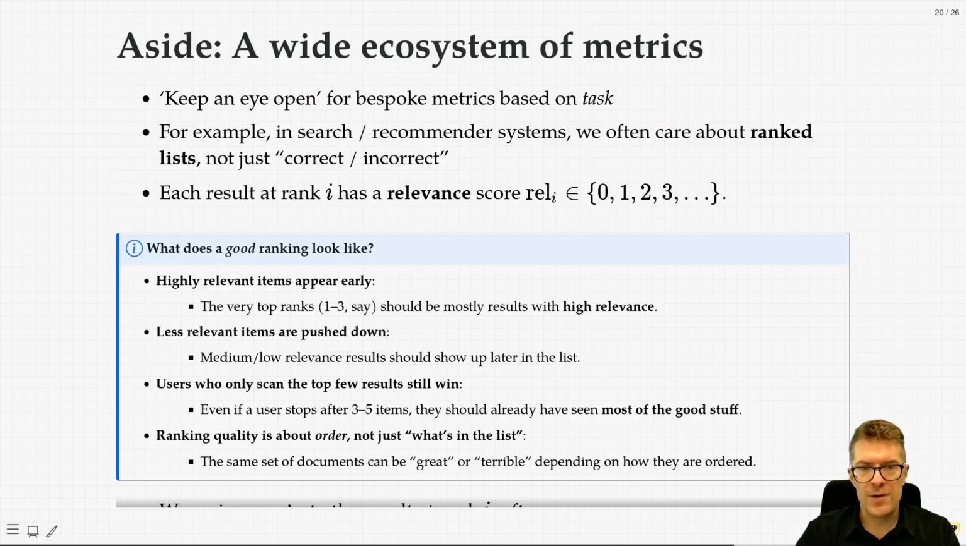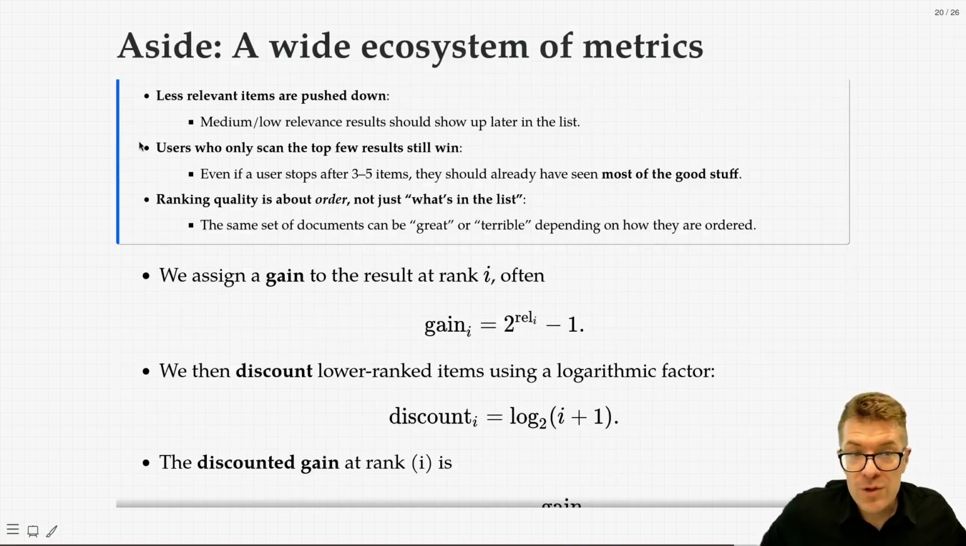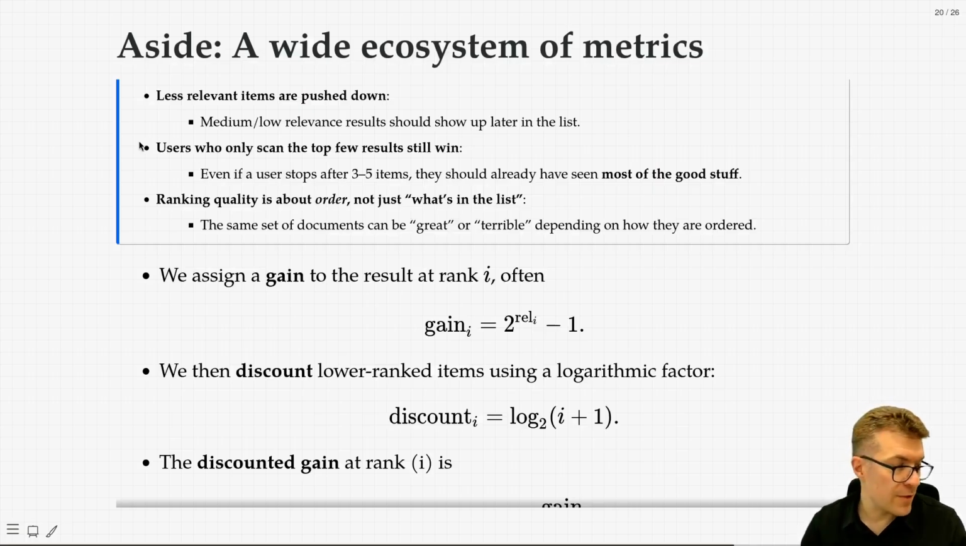So we want highly relevant items to appear early. The very top ranks should be mostly results with high relevance. Less relevant items, a good search engine will push down the list, maybe back to that millionth or 2 millionth page. And medium low relevance will not be seen as often. Users who only scan the top few results will generally still get good performance. So even if the user only sees 3 or 5 items, they've probably seen the most relevant things if everything is set up correctly. So we want a way to rank quality in order, okay?